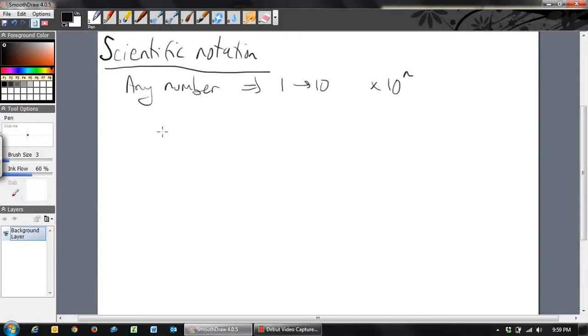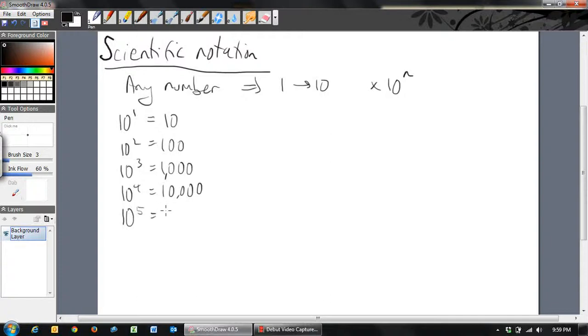Let's talk about this 10 to the n. Let's have a look at what these are. What's 10 to the power 1? That's equal to 10. What's 10 squared? It's 100, 10 times 10. What's 10 times 10 times 10? That's 1,000. And 10 to the 4, and so on. You just keep getting zeros and zeros, and so that makes sense. 100,000, and so on, going on forever.